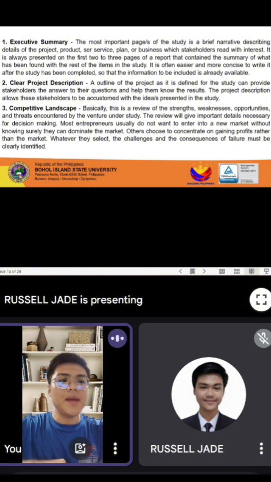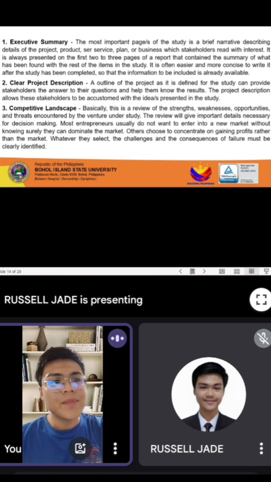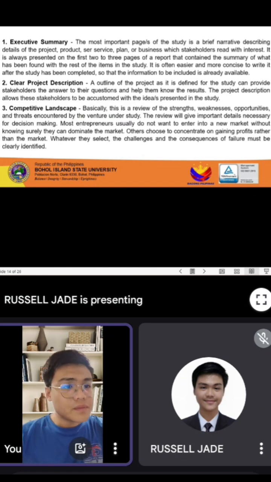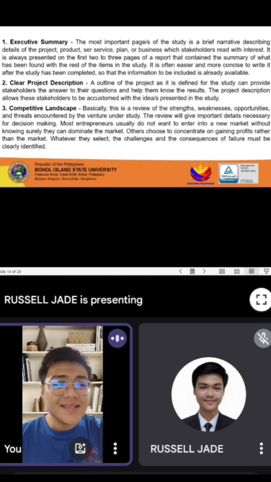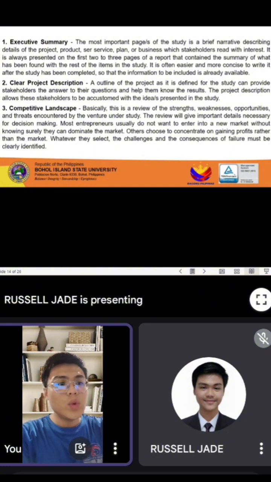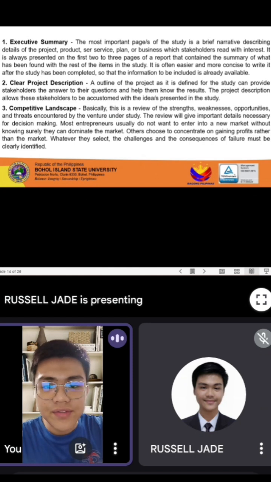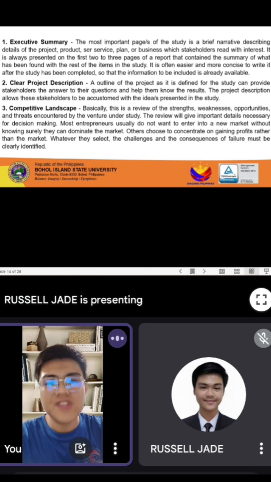So, the most important page or pages of the study is a brief narrative describing details of the project, products, service, plan, or business which stakeholders read with interest. So it is always presented on the first two to three pages of a report that contain the summary of what has been found with the rest of the items in the study. So it is often easier and more concise to write it after the study has been completed so that the information to be included is already available.